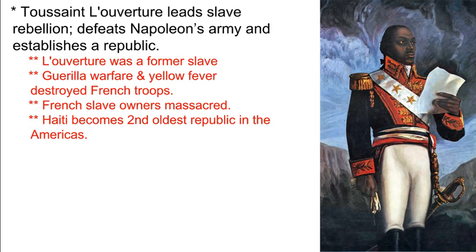And Napoleon sends an army to kind of reestablish control. And then the British get involved and the Spanish get involved. It gets complicated, but the end result is that they overthrow the French colonial power. They kill the upper class white plantation owners, and Haiti becomes a republic, a constitutional republic. In fact, it becomes the second oldest constitutional republic in the Western Hemisphere. The first one being, of course, the United States.